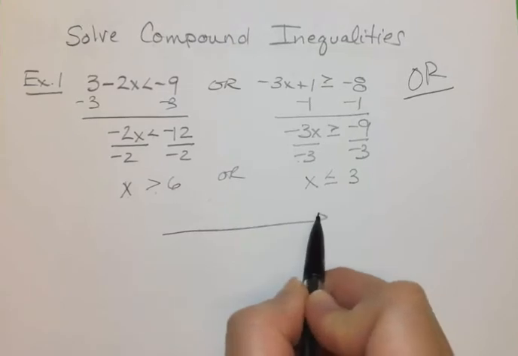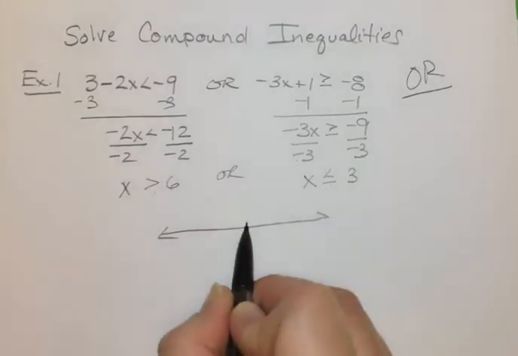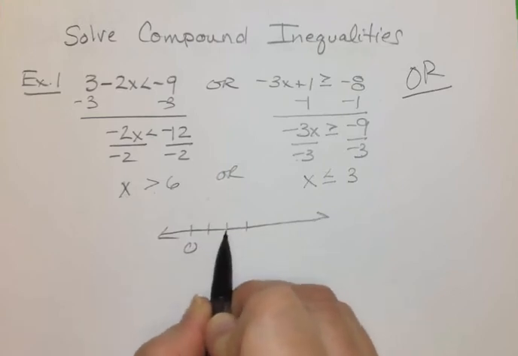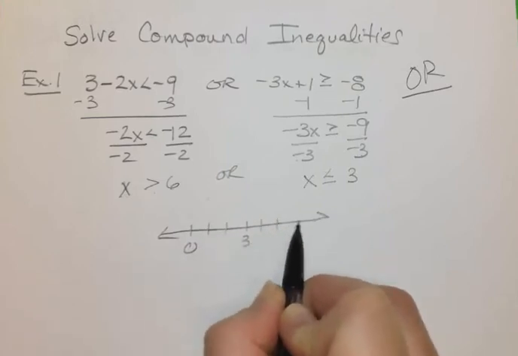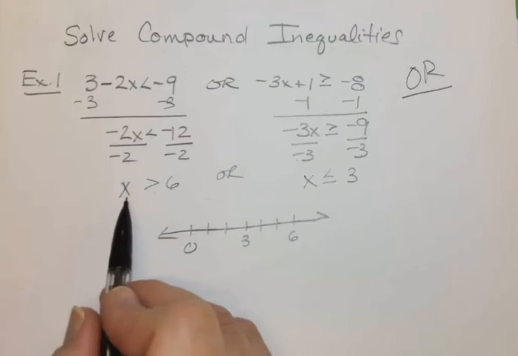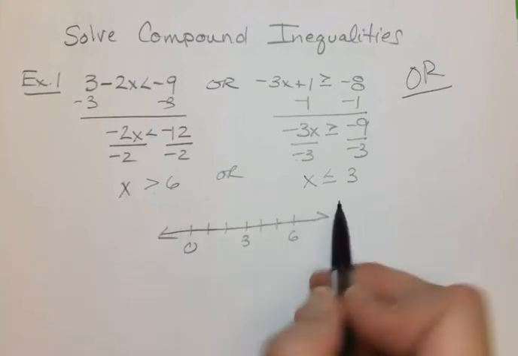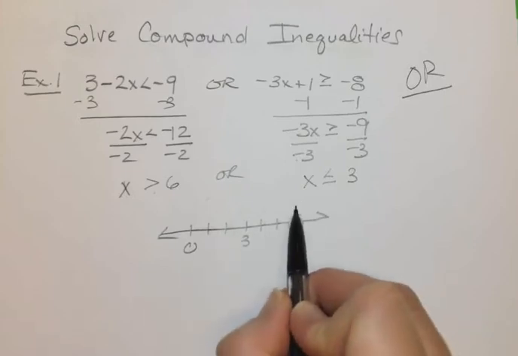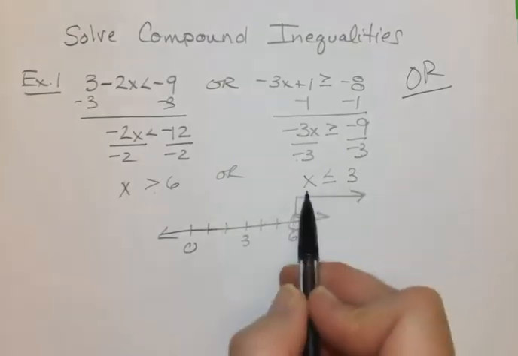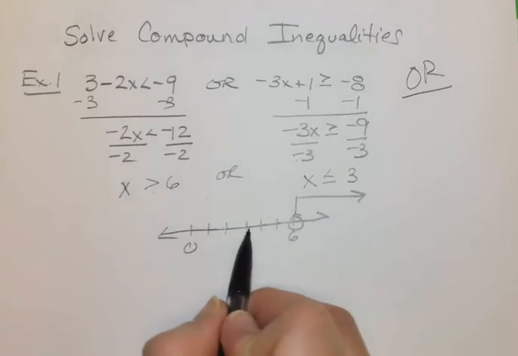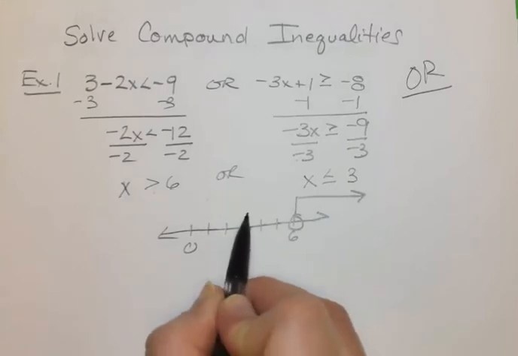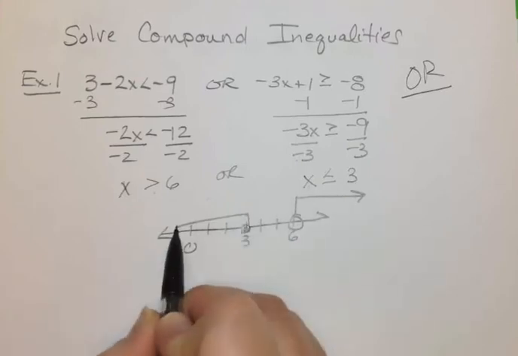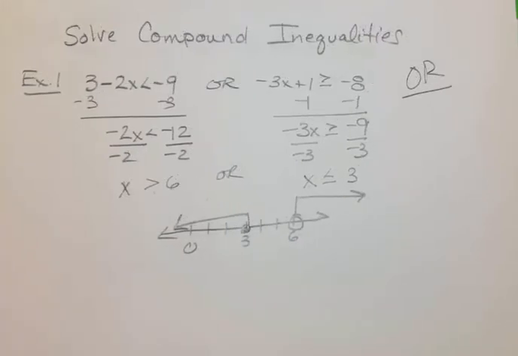And so now let's draw our graph. We have, let's put 0 down here, 1, 2, 3, 4, 5, 6. We have x is greater than 6, so we're going to have an open circle on 6 because it's greater than, not equal to. Arrow to the right. We have x is less than or equal to 3, closed circle, and negative 10 is less than 3, so we're going to draw our arrow in that direction.